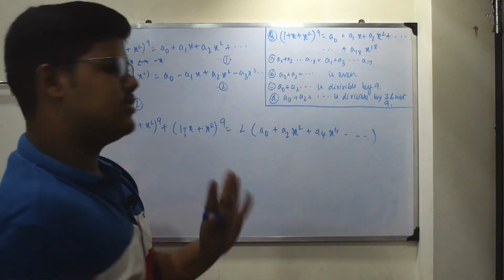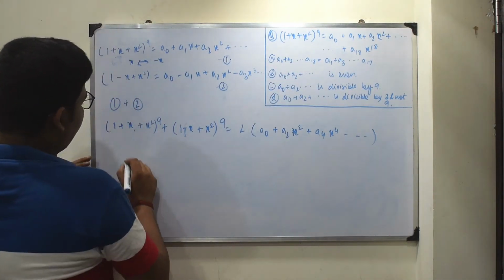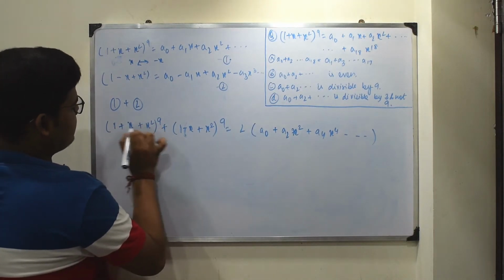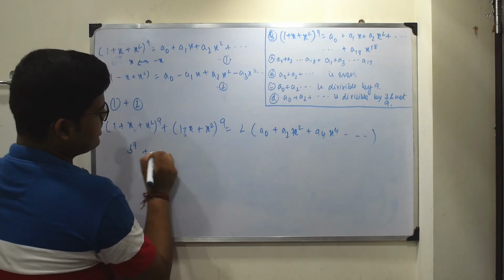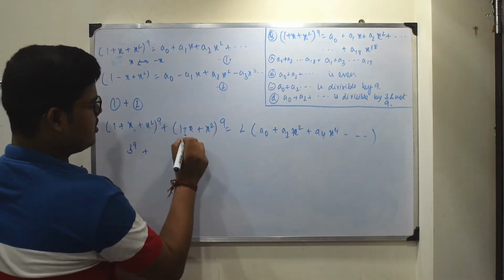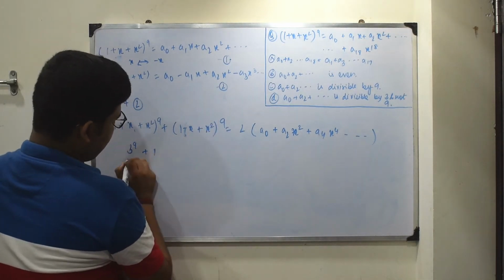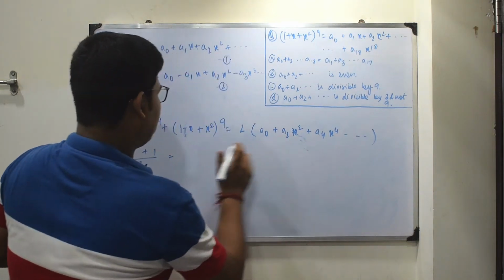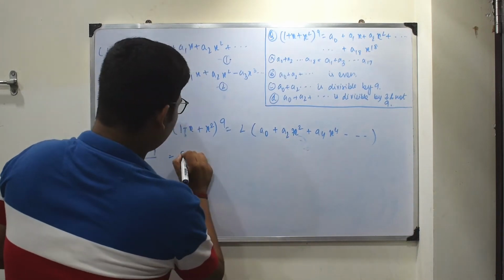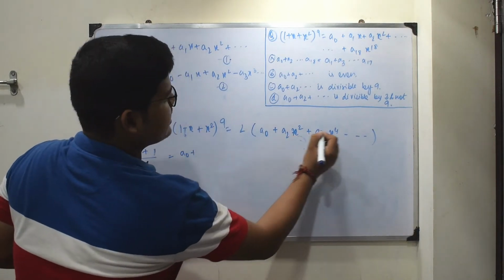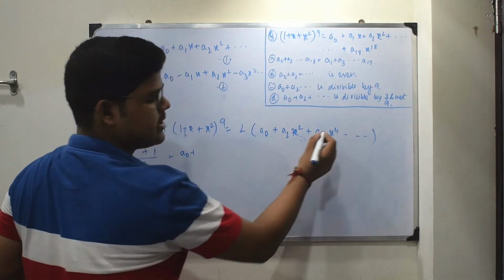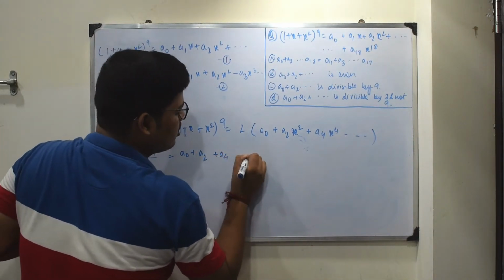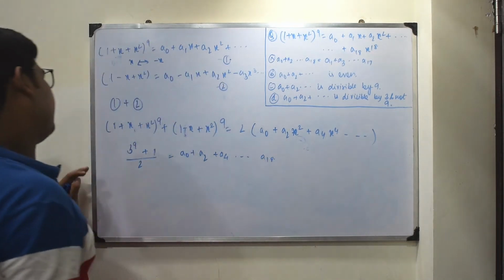Now let's put x equals to 1. On putting x equals to 1, we get 1 plus 1 plus 1, that is 3 to the power 9, plus 1 minus 1 is 0 and 1 to the power 9 is 1, upon 2. Here a naught plus a2 times x, or 1, a4 times x is 1, so it would be a naught plus a2 plus a4 dot dot dot till 18.